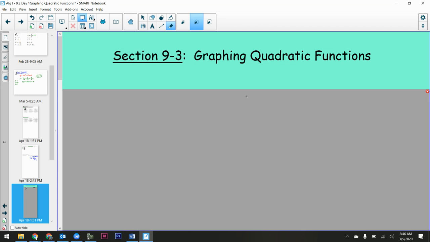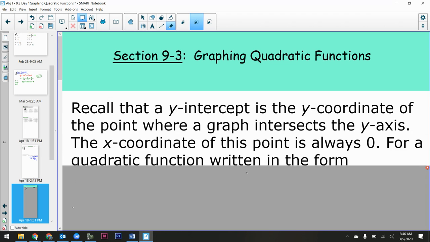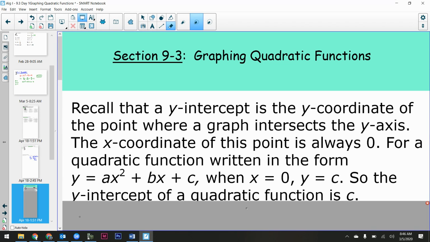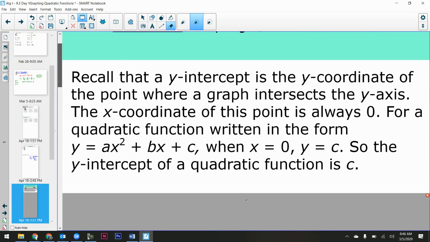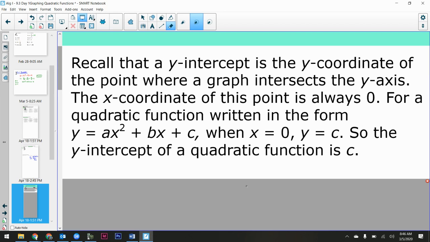Okay, so we've learned a lot about parabolas. We've learned a lot of key information. So all we're going to do today is put that all together. Everything that we've learned in section 9.1 and 9.2, we're going to put together so that we can graph in section 9.3. Now, the one new thing that we will learn is the y-intercept. Guys, the y-intercept is the easiest part of graphing a parabola.